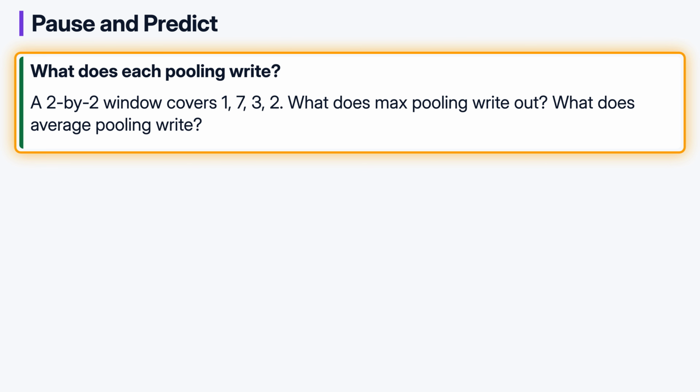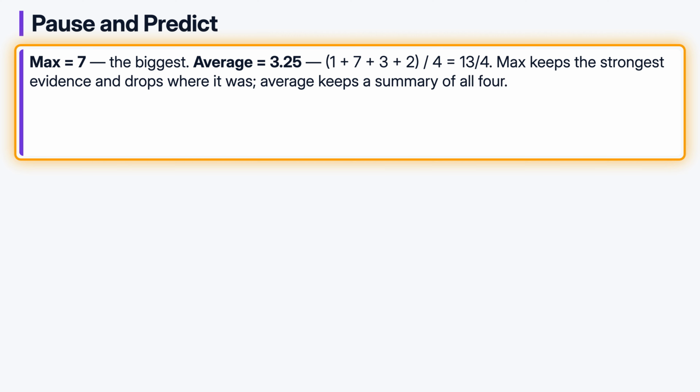Okay, here it is. Max keeps the biggest, so max is 7. For the average, 1 plus 7 plus 3 plus 2 is 13. 13 over 4 is 3.25. Max keeps the strongest evidence and drops where it was. Average keeps a summary of all 4.